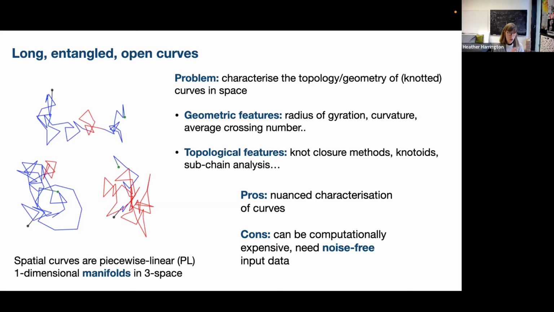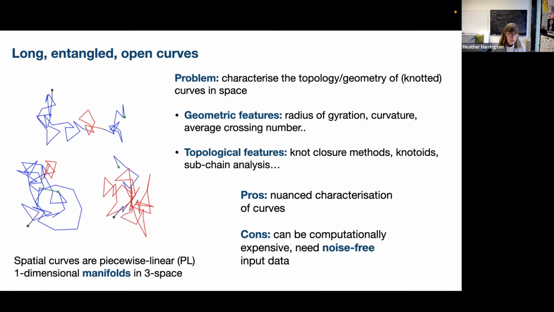So we want to see the volume of some specific feature, looking at curvature, an average crossing number when you're looking at some of these problems. And then the topological features, if you have what's called an open knot, you can use knot closure methods or projections looking at knotoids, and then other subchain analysis, which is kind of standard in biopolymer methods.